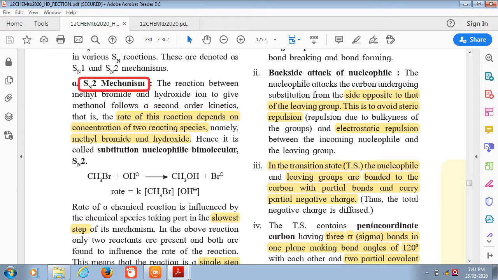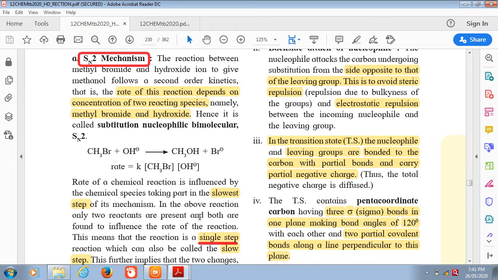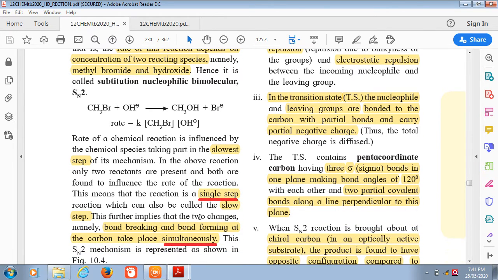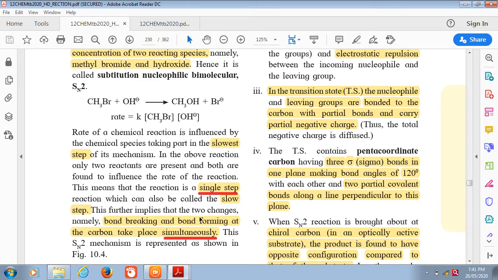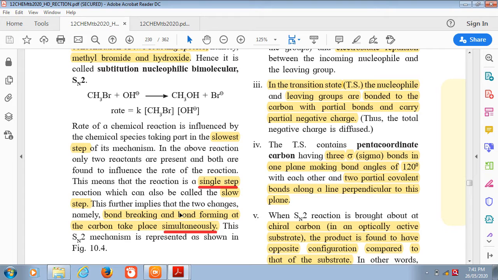Now let us consider the details about this reaction. Rate of this chemical reaction is influenced by the chemical species which are taking part in the slower step of this mechanism. So if you observe the above reaction, this reaction is carried out in a single step, and that single step is also a slow step. So always we write the rate with respect to that slower step.